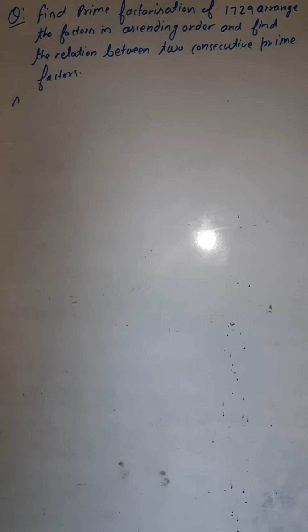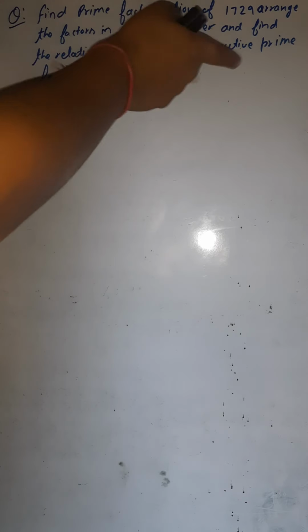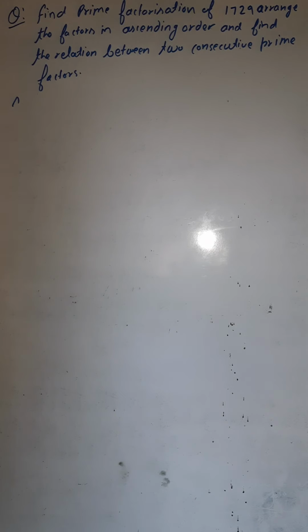Hello dear students, so now we would move on in this chapter number 2 of class 6th mathematics. So here are some questions for you. First question is find prime factorization of 1729. Arrange the factors in ascending order and find the relation between two consecutive prime factors. So this you have to do. Okay. So first we have to find out the prime factors of 1729.